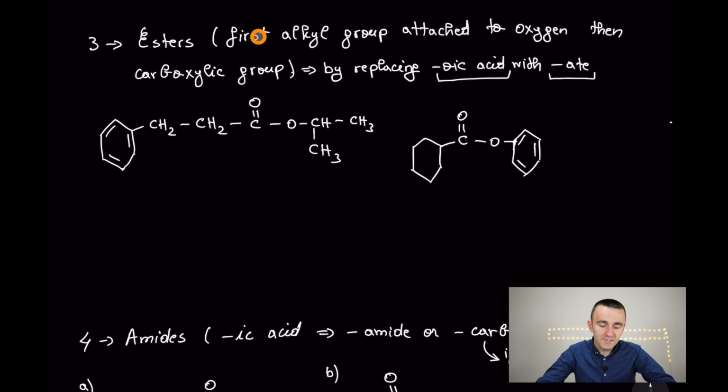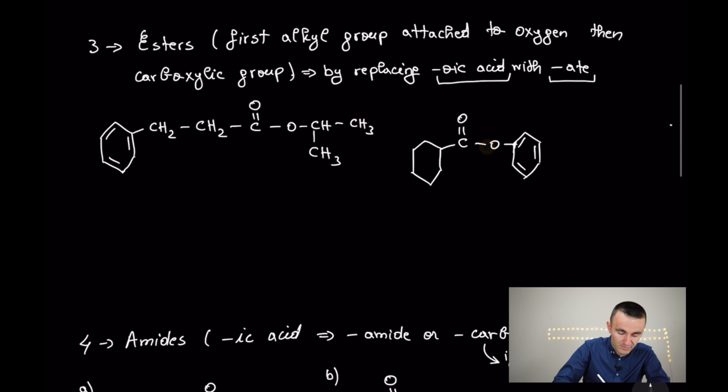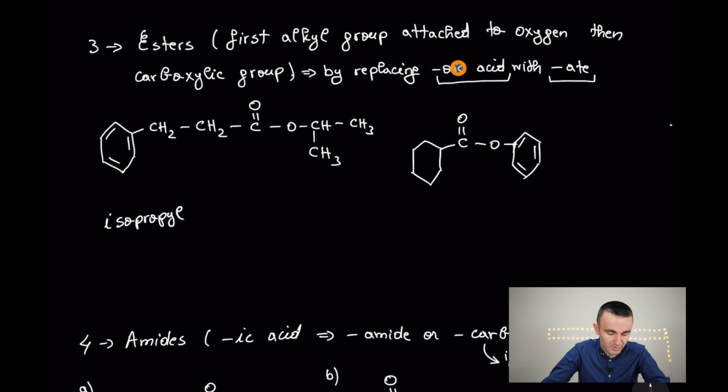Esters. First the alkyl group attached to the oxygen, then the carboxylic group by replacing the -oic with -ate. So what do we have here? In this case, you first have to name the substituent that is directly connected to this oxygen. In this case, this is isopropyl. Next, what is going to come? This phenyl here. So 1, 2, 3, it is going to be 3-phenyl propanoate.